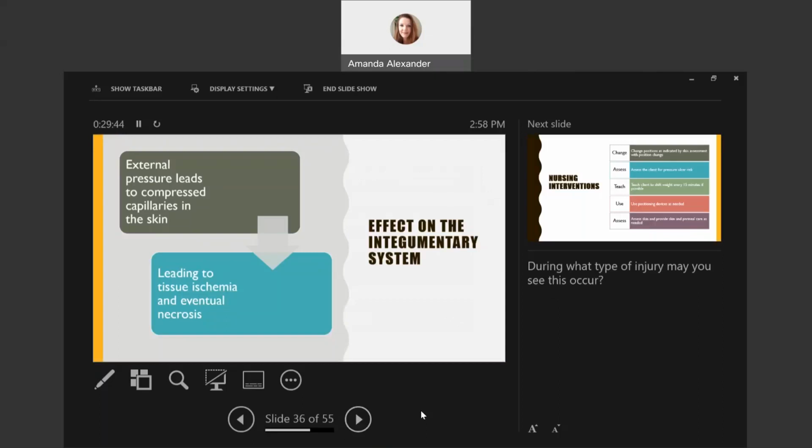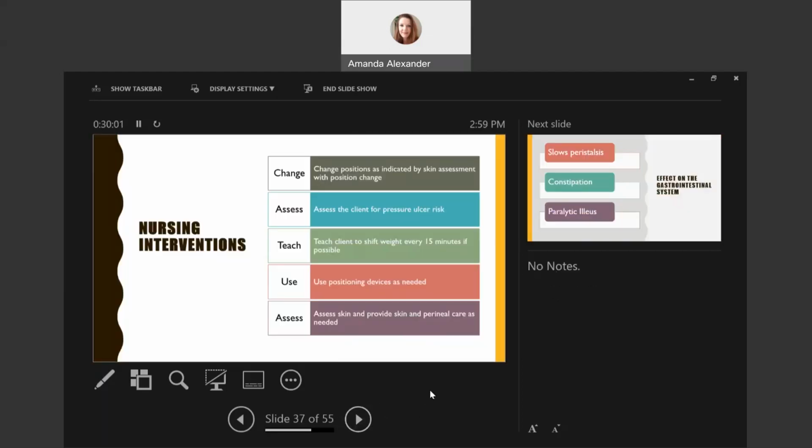Some of the effects on the integumentary system are going to be external pressure leading to compressed capillaries in the skin, thus leading to ischemia and eventually necrosis. Nursing interventions for tissue, you're going to want to change the position of the patient and do a skin assessment with the position change.